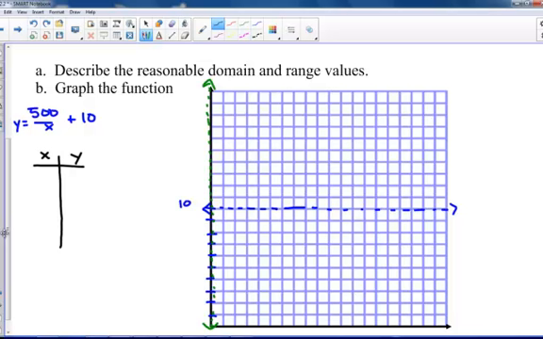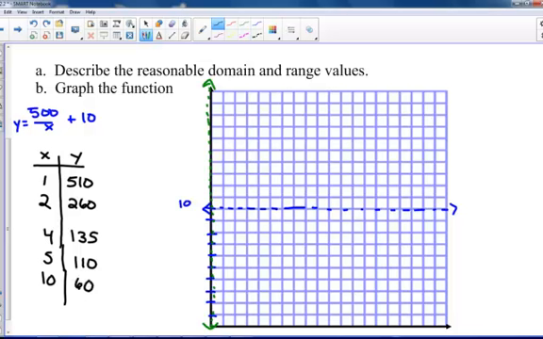So if I plug in something more than 0, if I plug in 1, I would have 500 over 1, which is 500, and 500 plus 10 is 510. If I plug in 2, 500 divided by 2 is 250. 250 plus 10 is 260. If I plug in 3, I'm going to get a crazy decimal. So let's plug in 4. So 500 divided by 4 is 125, plus 10 is 135. If I plug in 5, I get 100, plus 10 is 110. If I plug in 10, I get 50, plus 10, which is 60.